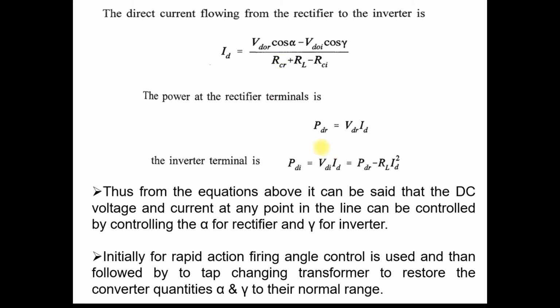So at this point, keep in mind that when you control any quantities, suppose voltage or current in the HVDC line, first we provide the gate control for the rapid action, and after that we use the tap changing control. And both these controls are used in a complementary manner. It means when you first use the gate control, and after that you use the tap changing control, at that time you remove the gate control using the control circuits. It means you keep your alpha and gamma in the normal range when you use the tap changing control system.